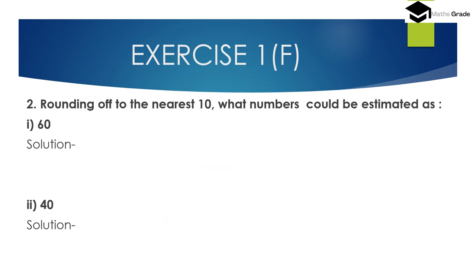Now question number 2, rounding up to the nearest 10, what numbers could be estimated as first bit is 60. We have to find the numbers which, rounded to the nearest 10, give 60. So if the unit place digit is less than 5, then that number rounds to 60. That is 61. If the unit place digit is 1, 2, 3, 4, that is 60, 61, 62.